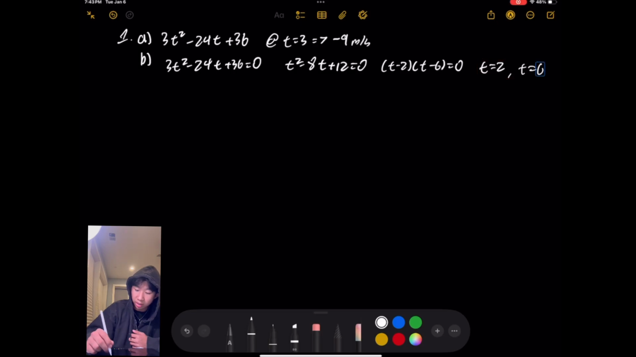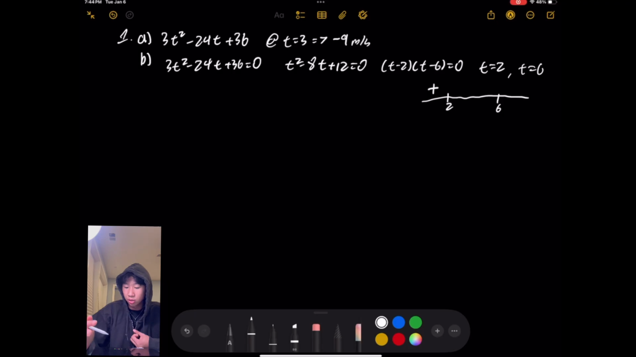So now we can draw our sign chart, with 2 and 6. Think of these kind of like critical points. At these points, it's at rest. Now we choose values in between these and outside of them to see whether it's moving right or left. Let's choose to the left, less than 2. Let's choose 0, for example. At 0, what is the velocity? The velocity is going to be 0 minus 0 plus 36, so it's positive.